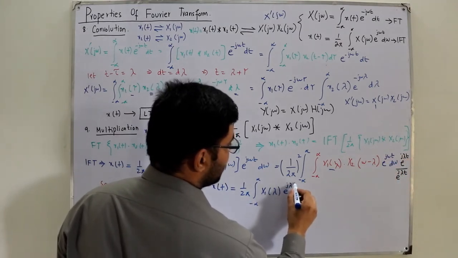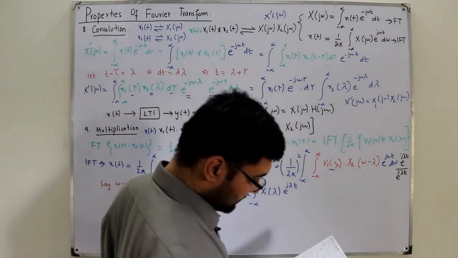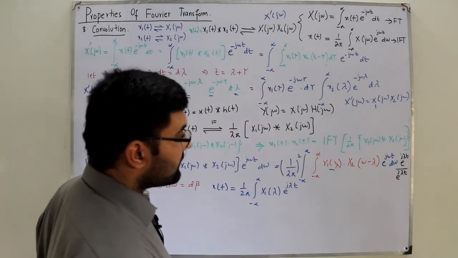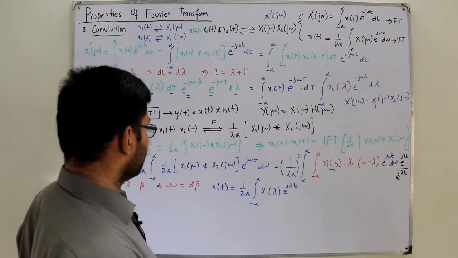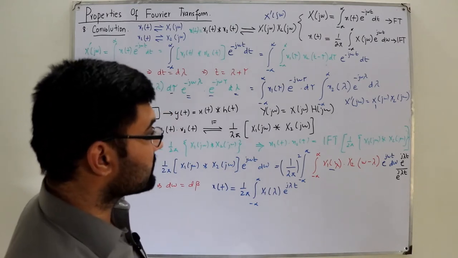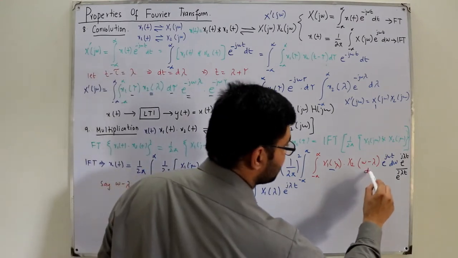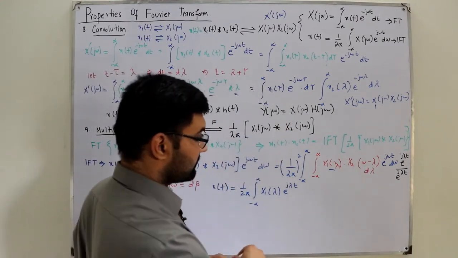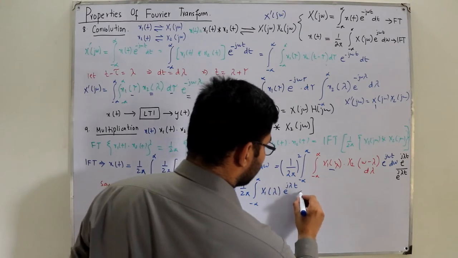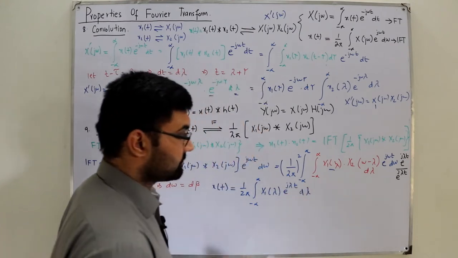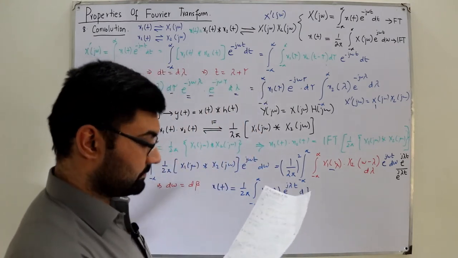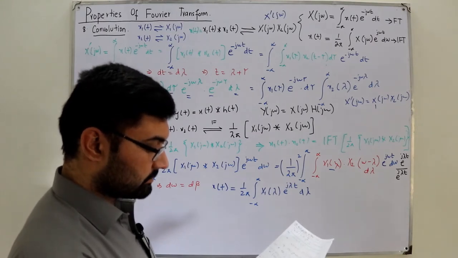Exponential of j lambda t, the black color, isn't it like this? And then you have a d lambda. So I also have, over here, a d lambda with the integration. So this d lambda I have taken. Is that fine? It is.